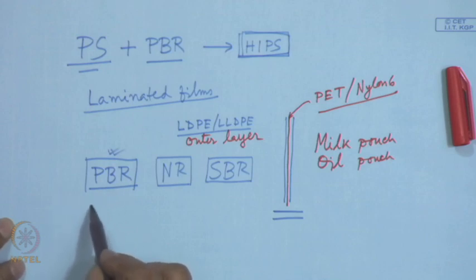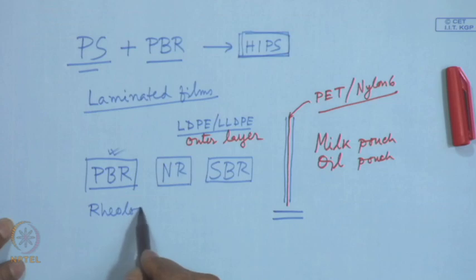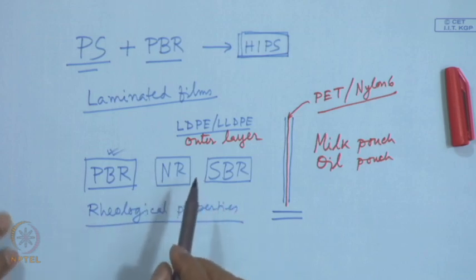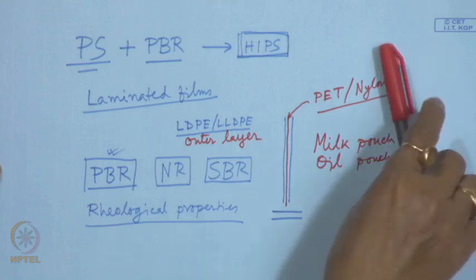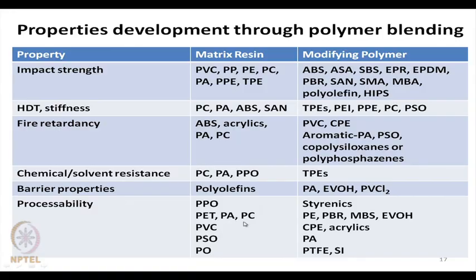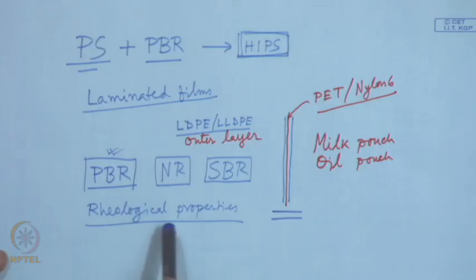Now, their rheological properties, that means their flow behavior during compounding as well as fabrication, that can be altered or modified by mixing with some other polymers. I mean, say it becomes very difficult to mechanically mix two component polymers due to their very high viscosity or their degradability.